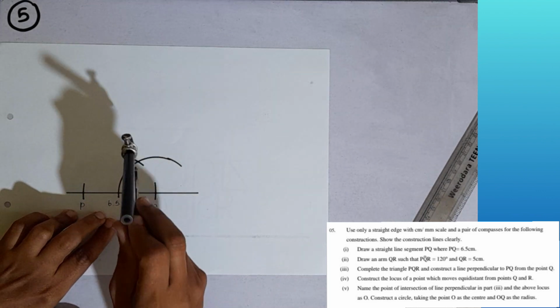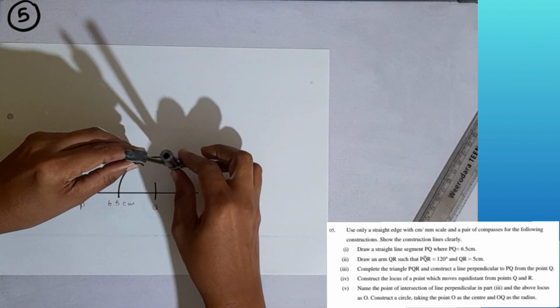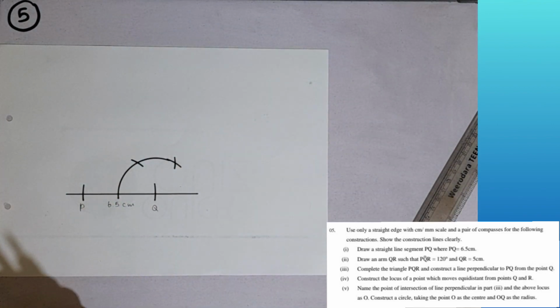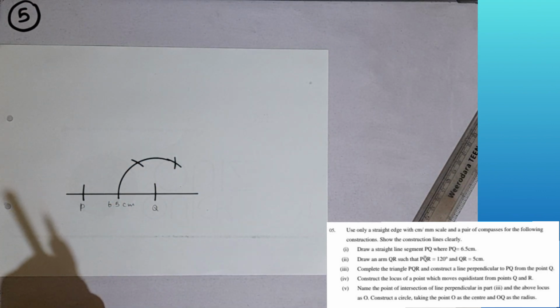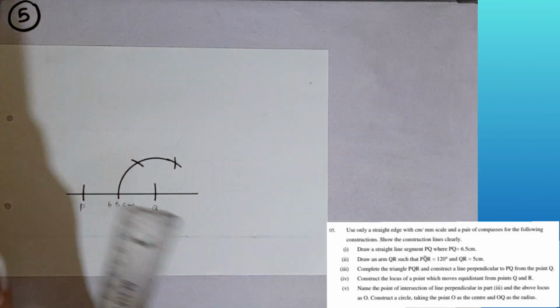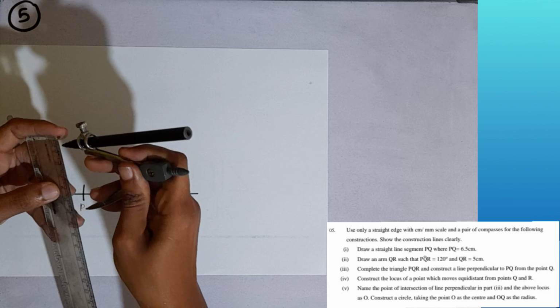I have to expand like this. Then this is the arc. Then we have to join the intersecting point with Q point. Then QR must be 5 centimeter length. QR should be 5 centimeter. That should also be marked here.